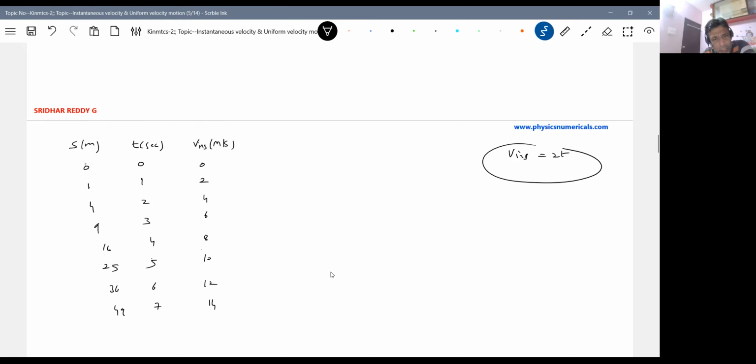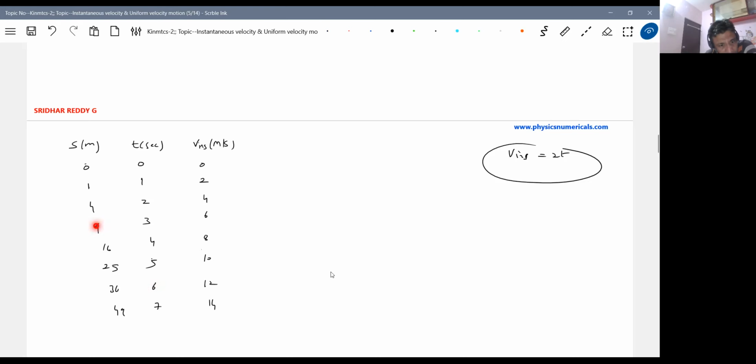Use this formula. Or else what you should do, at t equal to 5 seconds, what is the instantaneous speed? 10 meters per second. At t equal to 4 seconds, what is the speed of the particle? 8. Average velocity is different. So what is average velocity? For the interval of time 0 to 5 seconds, again displacement 25 by 5. 0 to 6 seconds means 36 by 6. 0 to 7 seconds, so 49 by 7. Like this you can go.